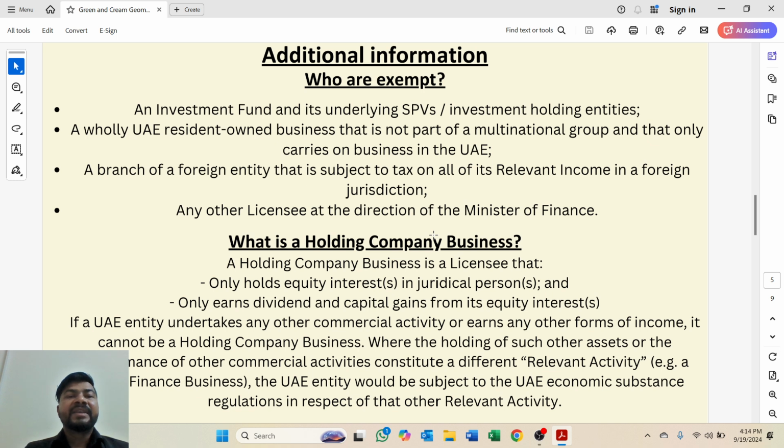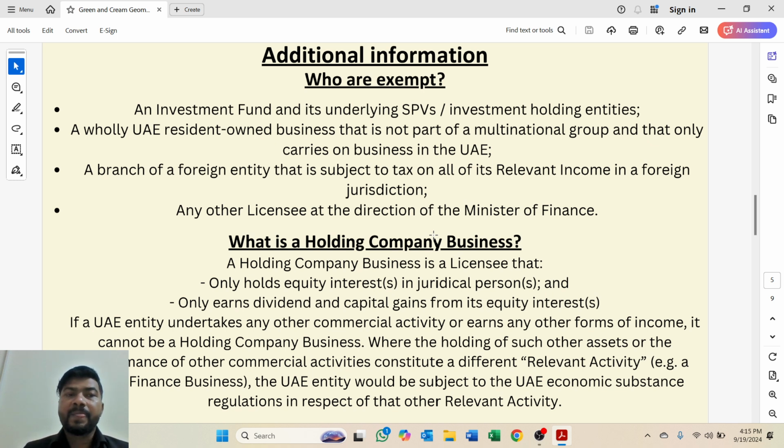Number one is an investment fund and its underlying special purpose vehicles and investment holding entities. Suppose any company is acting as an investment fund. In that case, that investment entity as well as its SPVs, special purpose vehicles, are categorized in the exempt entity licensee form.